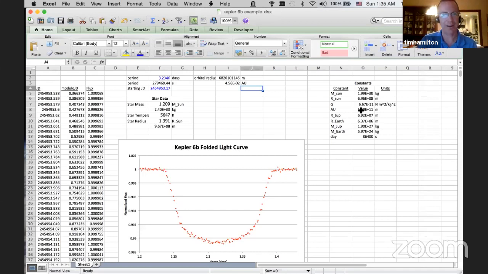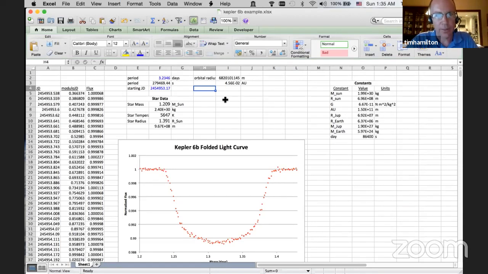This is what's called a hot Jupiter. Hot because it's very close to the star, so it's hot, and Jupiter because it's roughly Jupiter sized, as we're going to see. Okay, so that is correct. That's a success there.